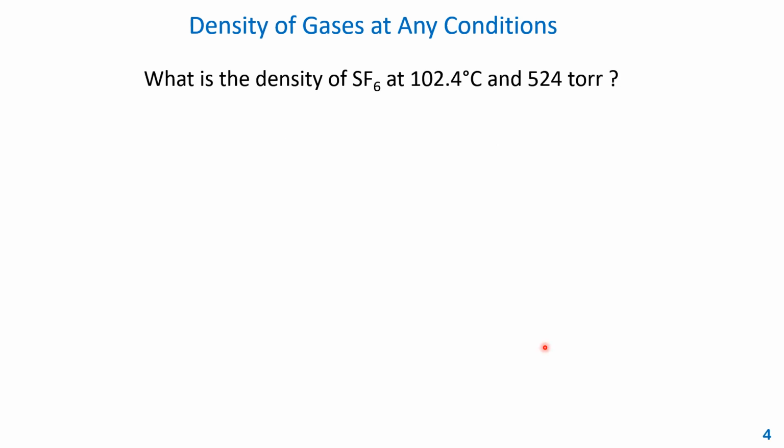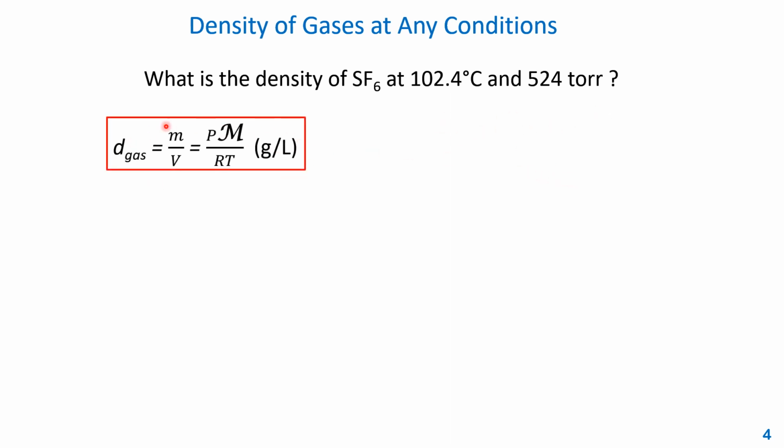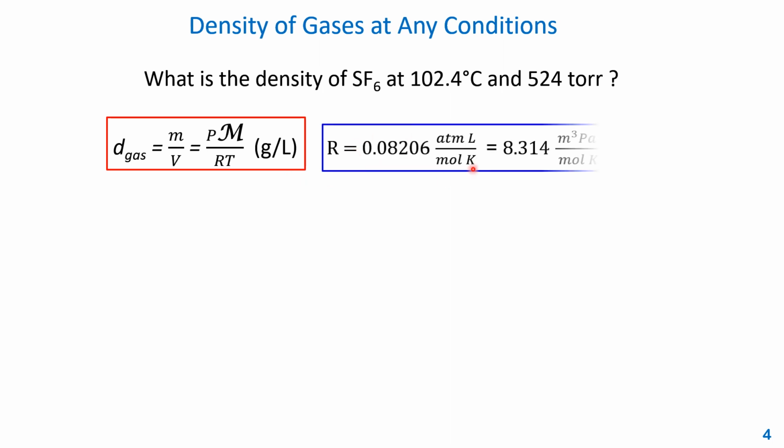Another question, similar: what's the density of sulfur hexafluoride at 102.4 degrees and 524 torr? So you may notice that pressure is torr, not ATM anymore. So we will use a different R in this calculation. Okay, again we know the formula is the same, and R also has different choices.